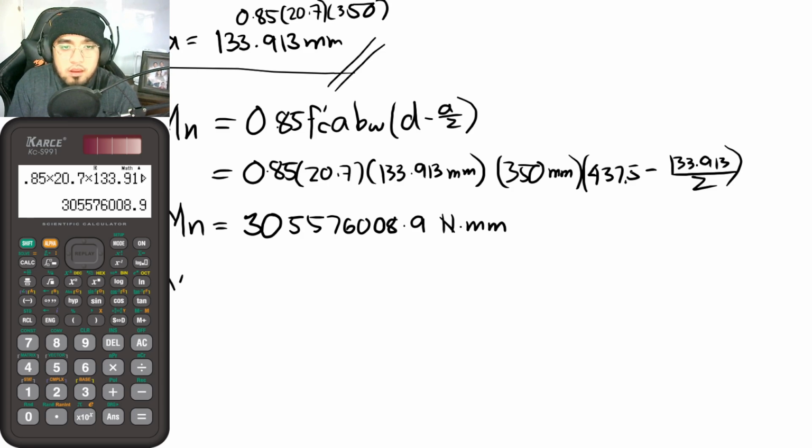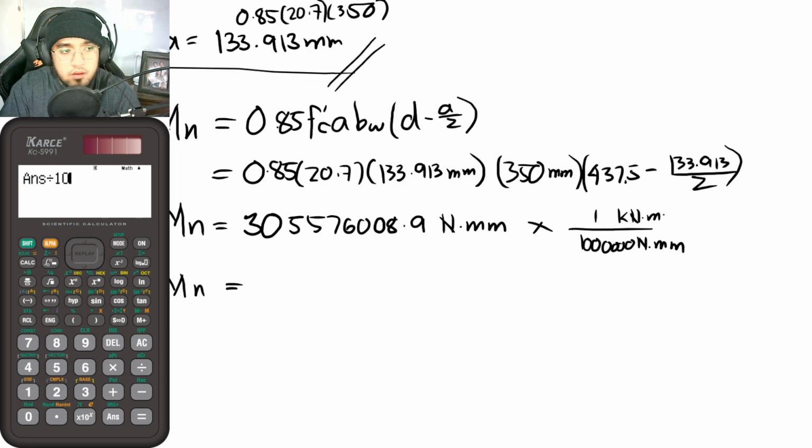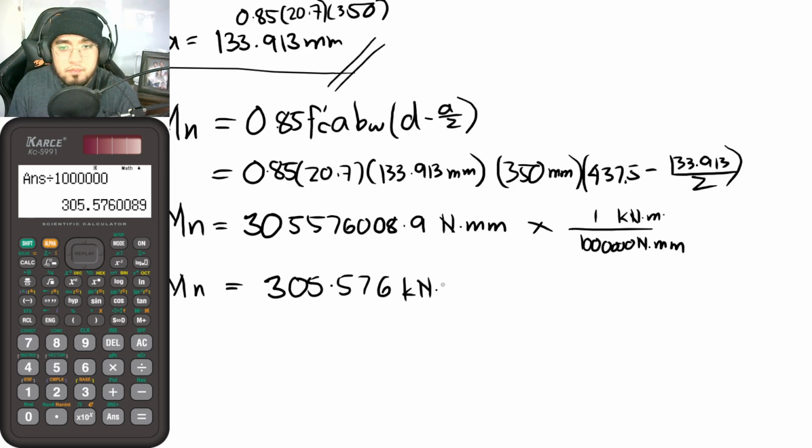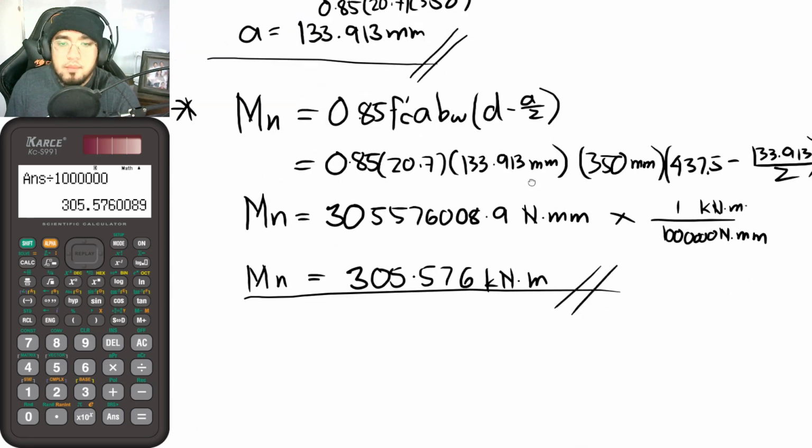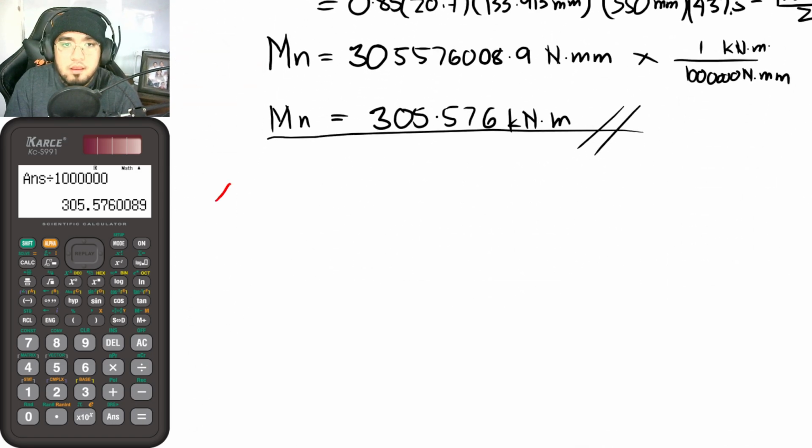Then again, your answer here is in terms of Newton millimeters. If you want to convert it into kilonewton meter, just simply divide this by 1 million. For every 1 kilonewton meter, we have 1 million Newton millimeters. So dividing this by 1 million, our answer here is 305.576 kilonewton meter. So this is basically our answer. If we would be making use of the other formula, Mn is equal to As Fy (d minus a over 2). So again, alternate.